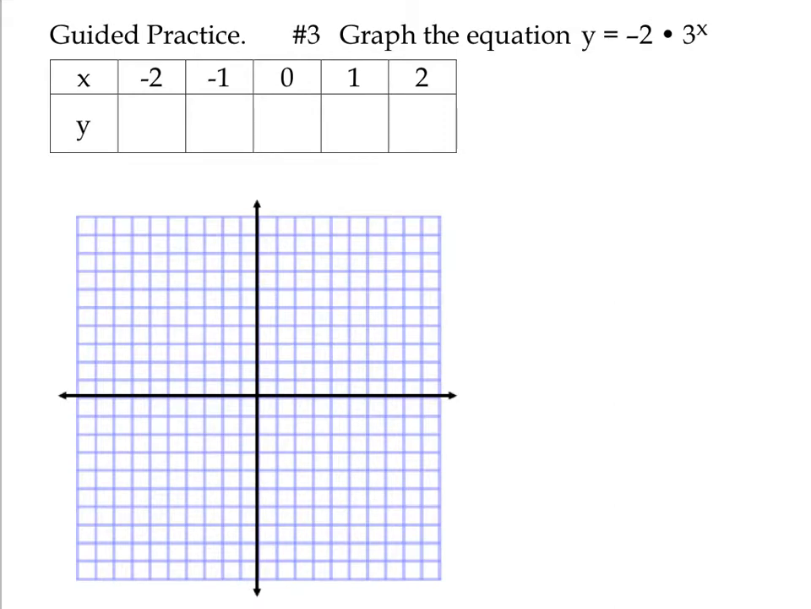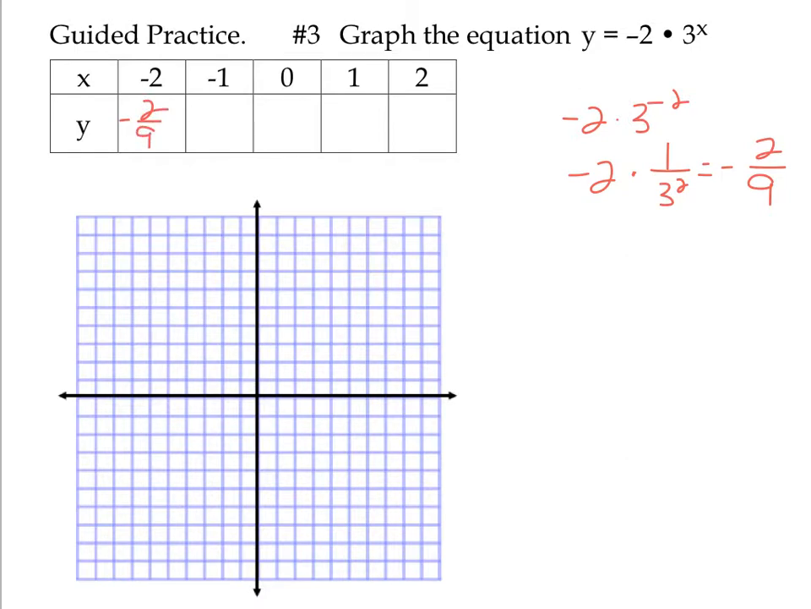All right, so if we're looking at this example now, and hopefully you've tried it yourself, let's put in those values. So first, if we're going to put a -2 in for x, we're going to have -2 times 3 to the -2nd. Okay, that's -2 times 1 over 3 to the second. So it's negative 2 over 9. So we're going to have negative 2/9 for the y value.